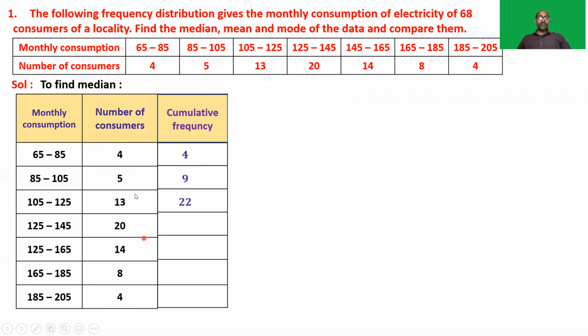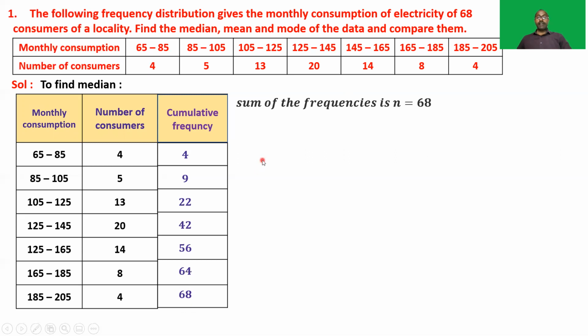And in the fourth row, 4 plus 5 plus 13 plus 20. That is, up to 13 we have 22, and now we have 22 plus 20, 42. And similarly, 42 plus 14, 56. 56 plus 8, 64. 64 plus 4 is 68. So now we got the cumulative frequencies also. And the sum of the frequencies is n equal to 68.